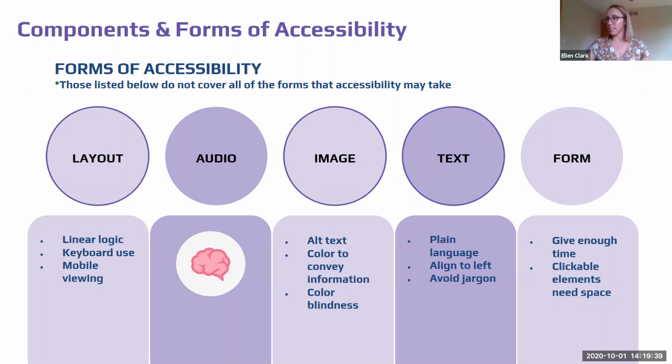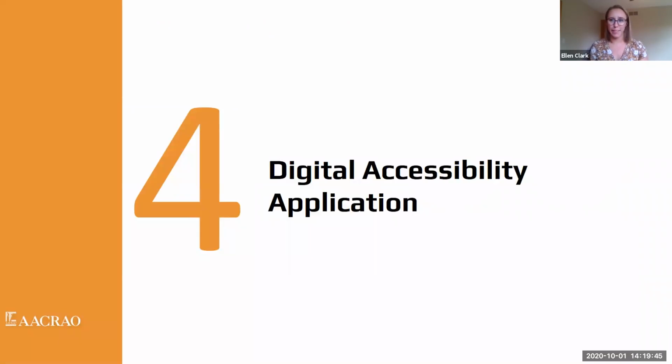So with that, now we know the components and the forms of accessibility. So I feel like we've established a pretty good base knowledge of what accessibility is and isn't and how it can look. And so we're going to move a little bit more into digital accessibility application and where we see it in our institutions and how we approach it. So go ahead, Naomi.